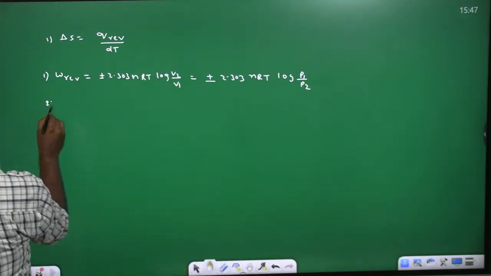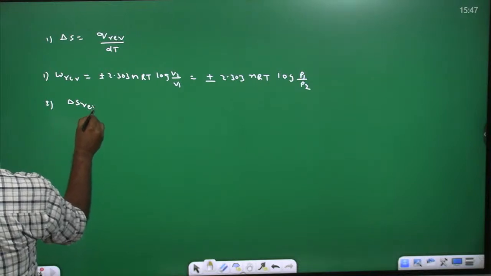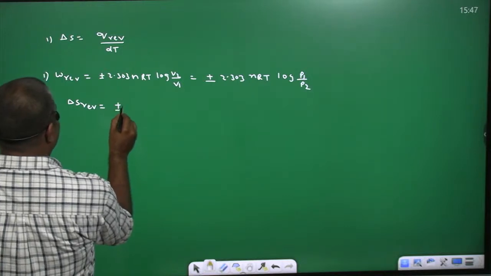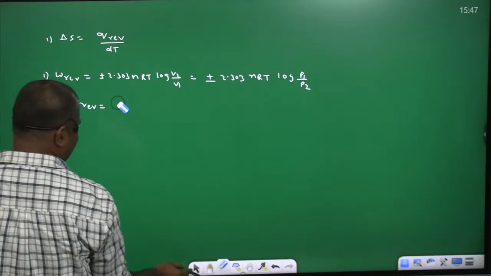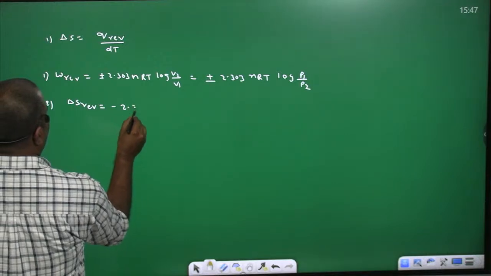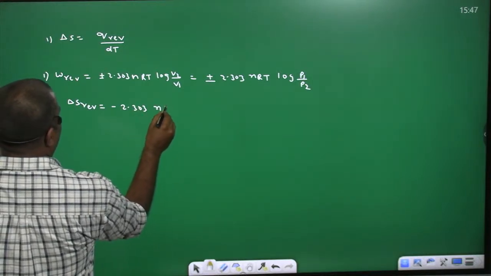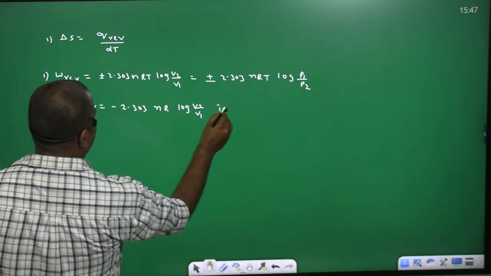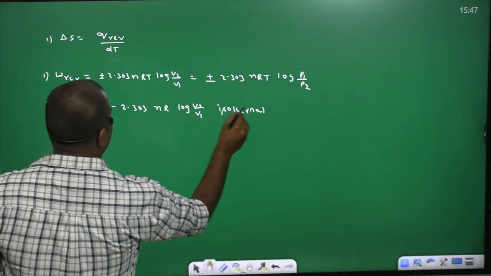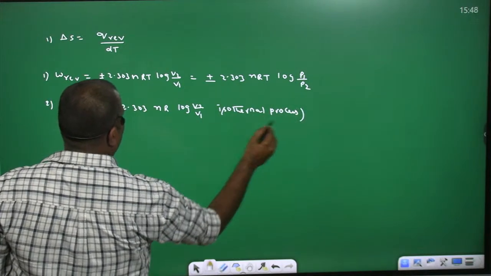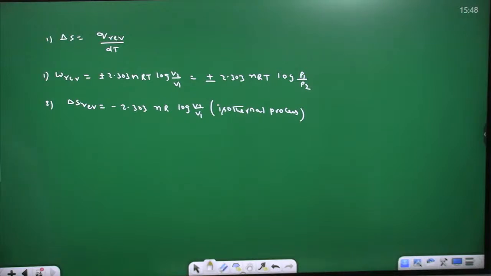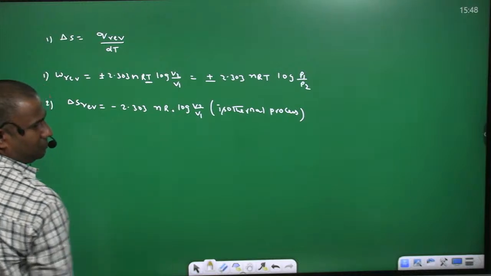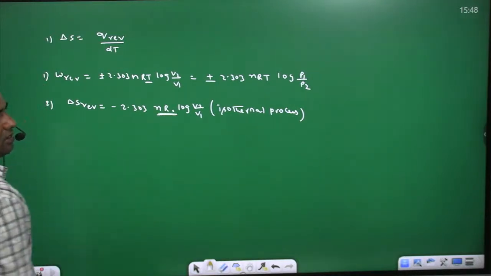In the same way, delta S reversible, if you need to find the similar formula, what is that? Plus or minus, generally for system it is losing, minus 2.303 nR, don't use T, you can write log V2 by V1. This is for isothermal process, means temperature constant. Isothermal process. There is no T. Look at the difference. Here we are going to find temperature, but here no temperature term.